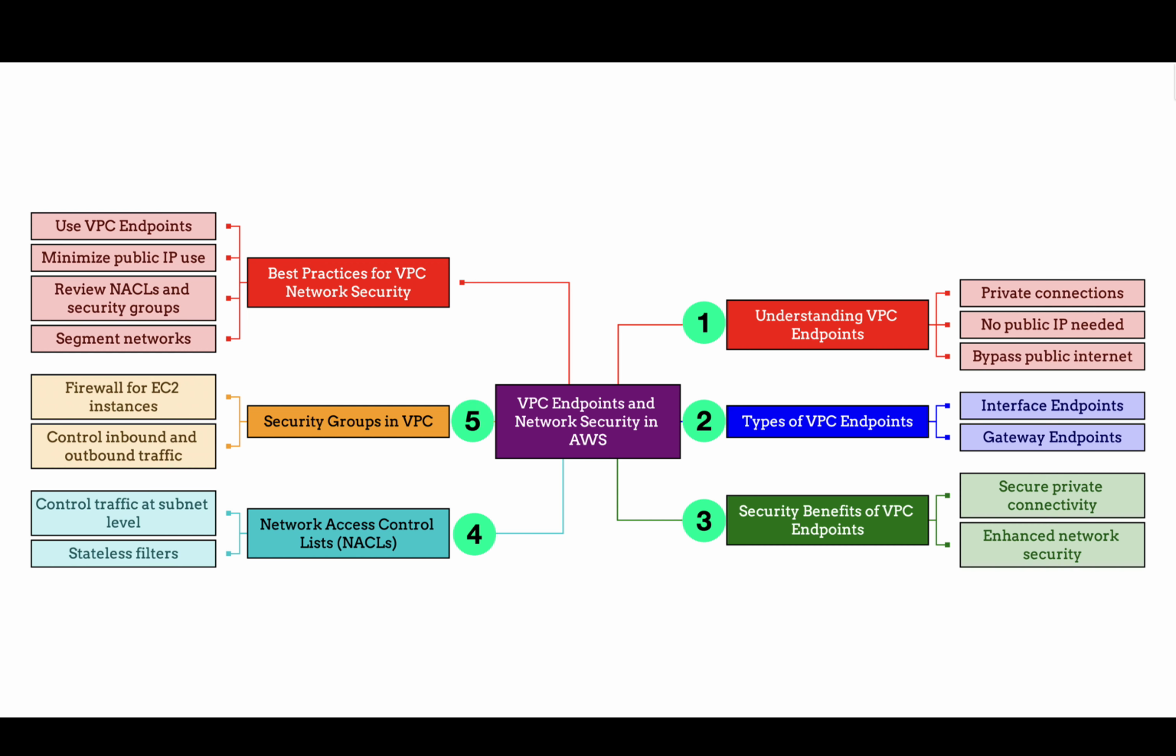5. Security groups in VPC act as a stateful firewall for EC2 instances, controlling both inbound and outbound traffic at the instance level. 6. Best practices for VPC network security include using VPC endpoints for AWS services, minimizing the use of public IP addresses, regularly reviewing NACLs and security group rules, and segmenting networks into subnets for different use cases.